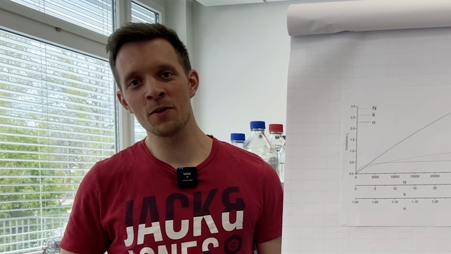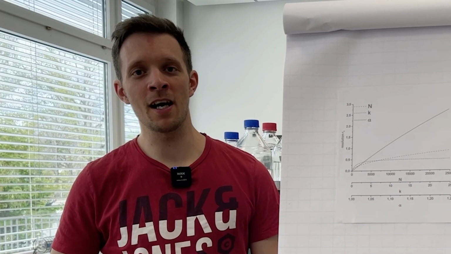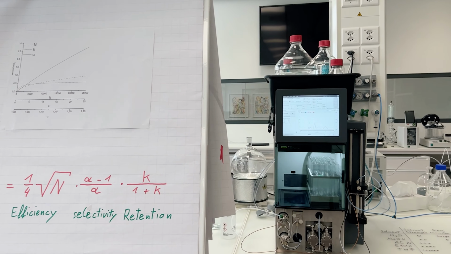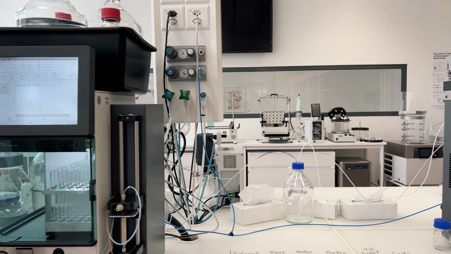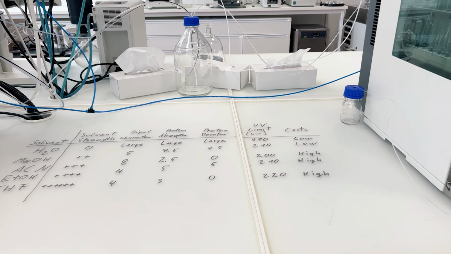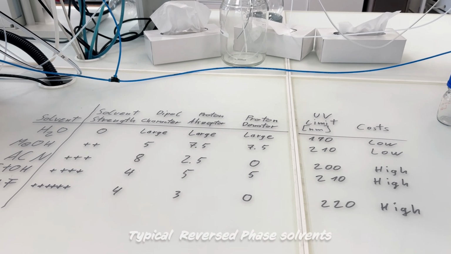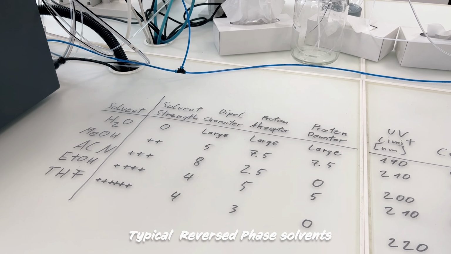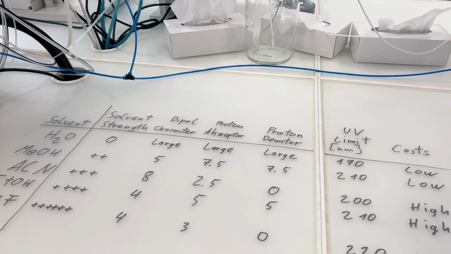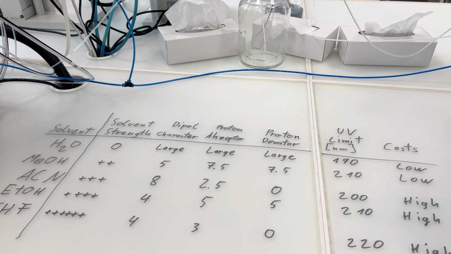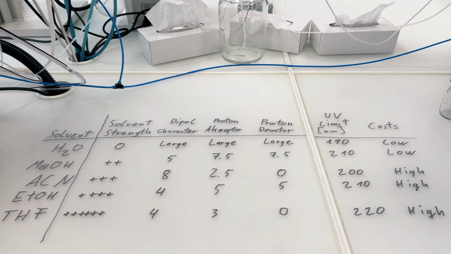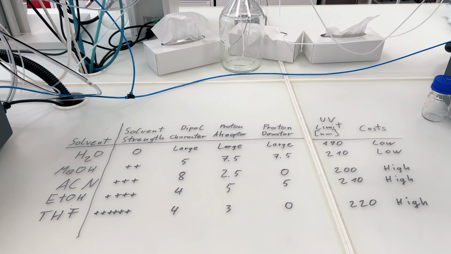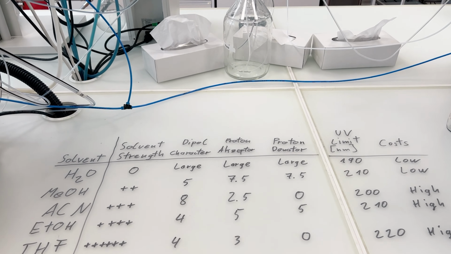But let's focus on the solvents, and we will start with the solvents used in reverse phase chromatography. So, the most commonly used organic solvents are methanol, ethanol, acetonitrile, and tetrahydrofuran, combined with water. These solvents have different properties, but let's discuss the most important ones for reverse phase chromatography. And we will start here with water.